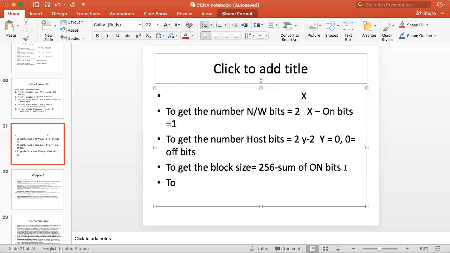And to get the subnet mask, the formula is the default subnet mask, because we have seen that the default subnet mask exists for class A, class B, and class C. Default subnet mask dot sum of on bits.